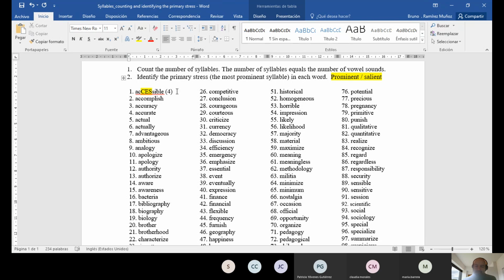Okay, and we can show that by using a stroke. It's vertical. Okay, I cannot do the vertical stroke here. I don't know why, but it's a very small stroke, which is vertical, right? Not slanted, but vertical. Okay, so count the syllables and then identify the primary stress, or which is the most prominent or salient syllable.